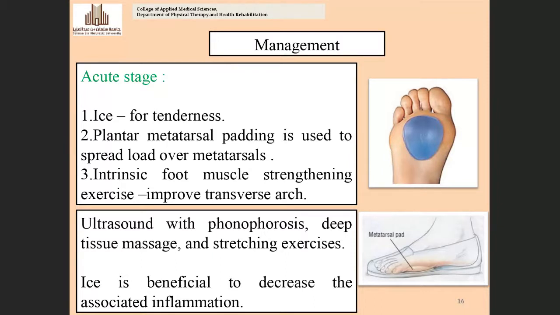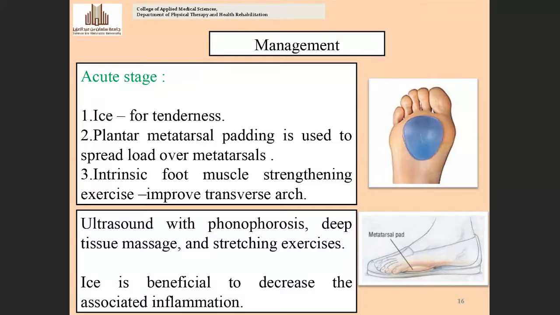And in massage, you can give deep tissue massage, deep transverse friction massage, and general stretching exercises for the foot region. Ice is beneficial to decrease the associated inflammation. So this is the treatment if you find a person in the acute stage.